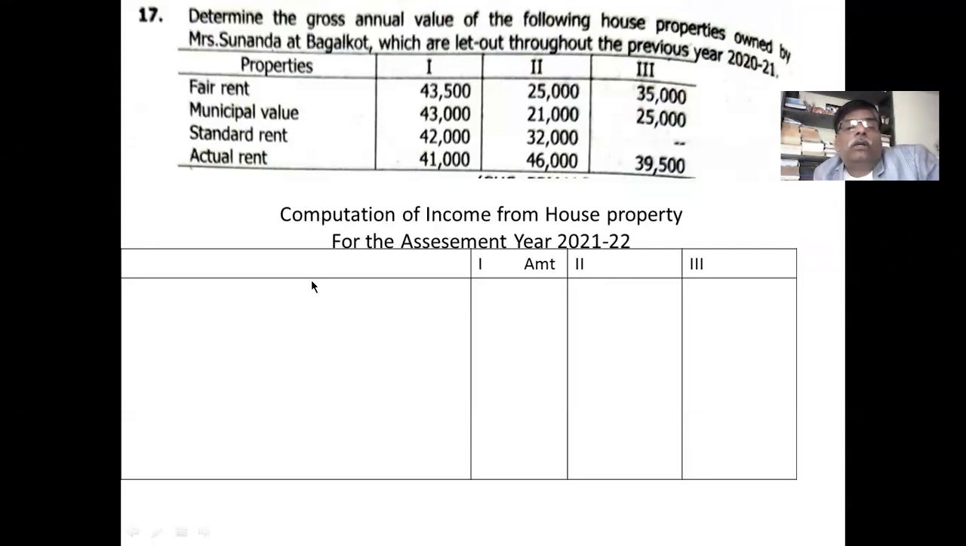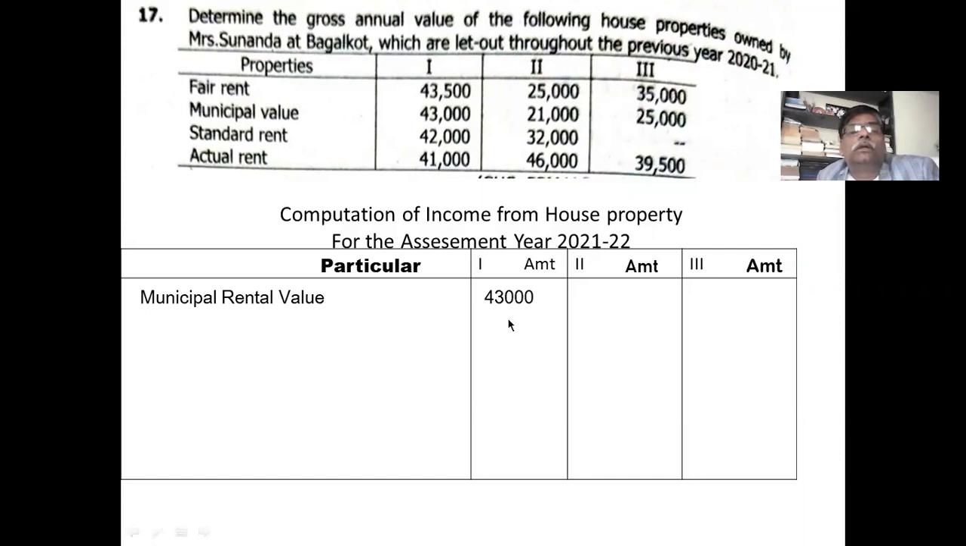So you take one particular column and 3 amounts columns. One column for first house, second column for second house, third column for third house. No inner column. If the houses are more than 1, you take 1 column for 1 house. First, you take the municipal value. Municipal value of the first house is 43,000. Second house is 21,000. Third house is 25,000.